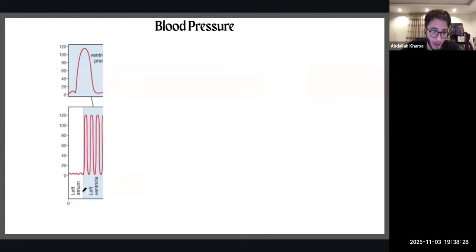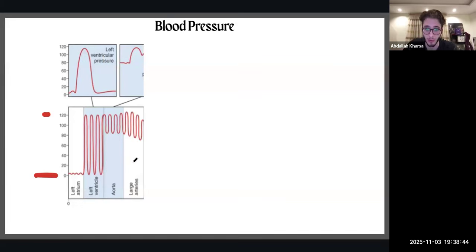We're at the left atrium. When the blood enters, the left ventricle is going to be pumping blood out. But when it pumps, it reaches a systolic pressure of 120, and when it relaxes, the diastolic is 0. When blood leaves the left ventricle through the aortic valve and enters the aorta, it's going to have a systolic of 120 and diastolic of 80. What happened?